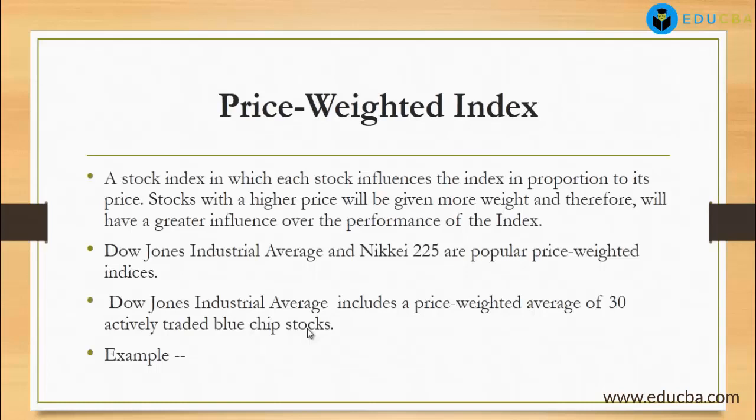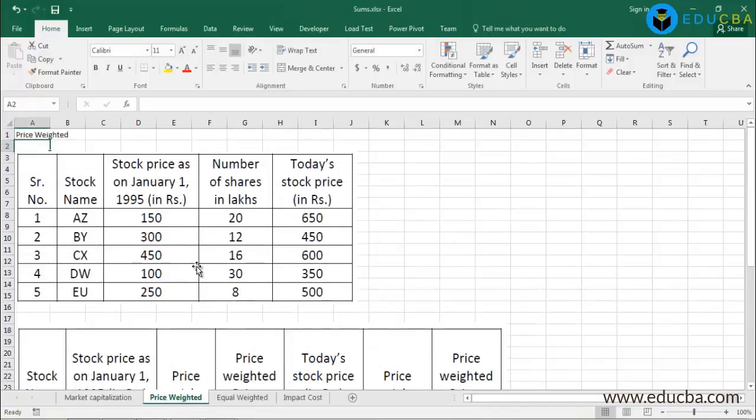So basically Dow Jones includes the average of 30 shares, just for your knowledge. Let me take an example. So here we have the price weighted index. We take the same example which we took for market capitalization.